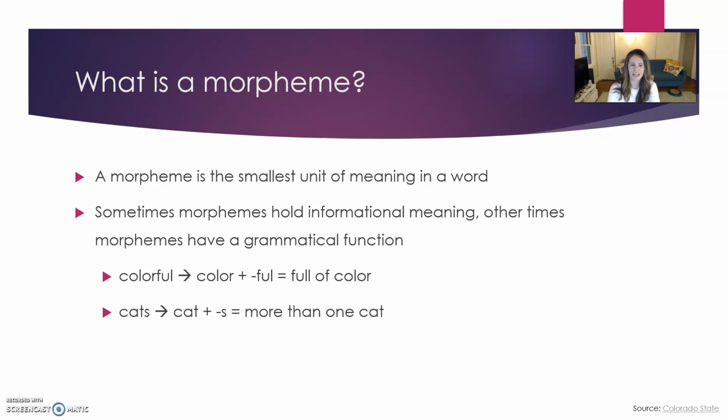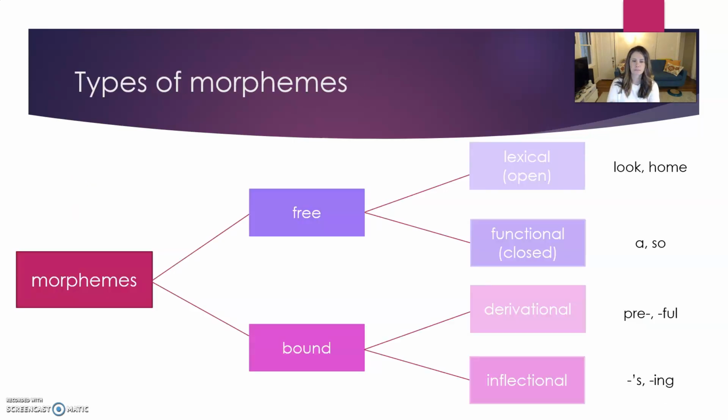Cats, on the other hand, has also two morphemes, but in this situation, right, one of them is giving more of a grammatical function. So it's telling us that it's plural, right? So when these two morphemes come together, they mean more than one cat. So we'll have a closer look at the different types of morphemes in just a second here.